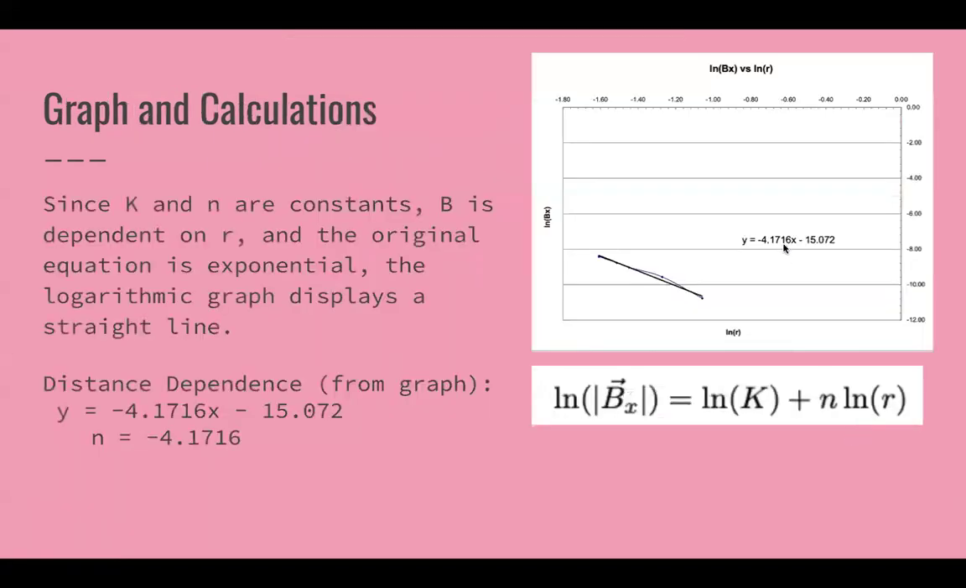Here's the graph that I made of ln of Bx versus ln of R. Since K and n are constants, B is dependent on R, and the original equation is exponential, the logarithmic graph displays a straight line. The distance dependence I determined from the graph is negative 4.1716, which you can see from this slope right here. And this is the formula for the slope.